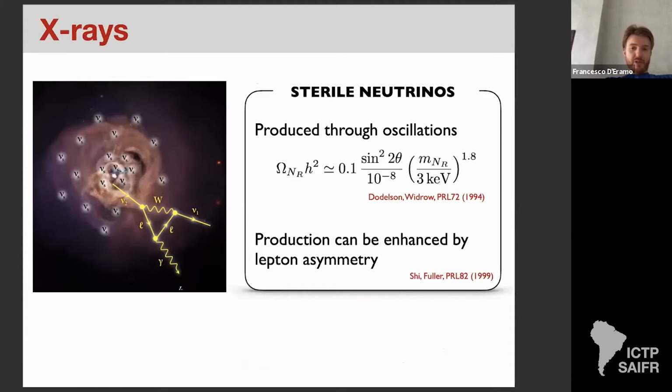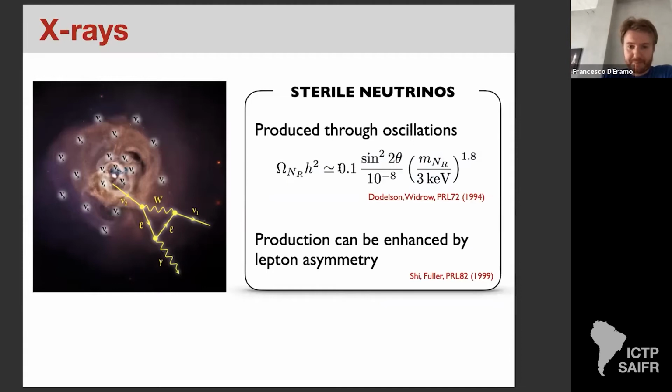This is a discussion about gamma rays. I would also like to mention X-rays, not just to, I don't want to deviate too much from the main discussion, but they are interesting because of the sterile neutrinos, so right-handed neutrinos that arise in theories providing the neutrino mass. If they have a mass around the keV scale, there is a precise prediction for the mass density.